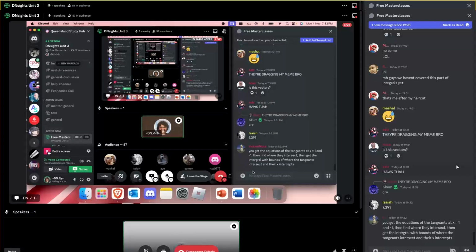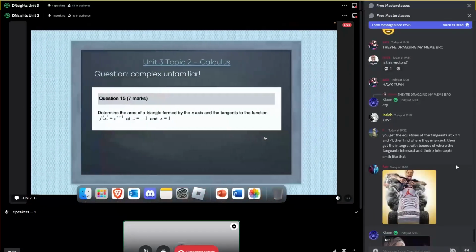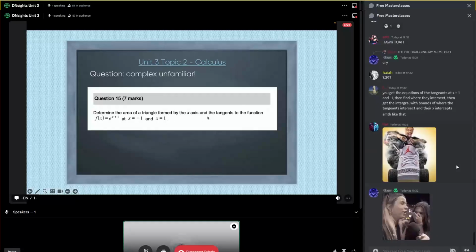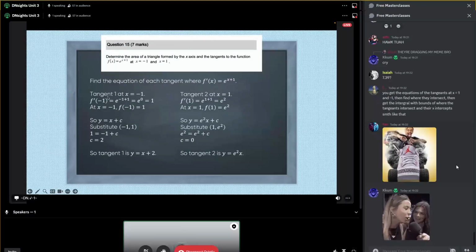I did not get 7.39. Maybe it's good we go through the answer then and check if I've messed up. I should have done it properly though. Let's have a look at what I got. Firstly, we have tangents in the question at these two x values. So obviously I calculated those tangents.